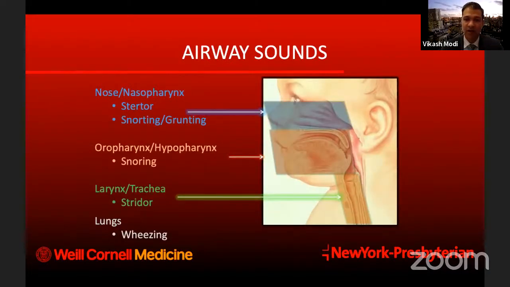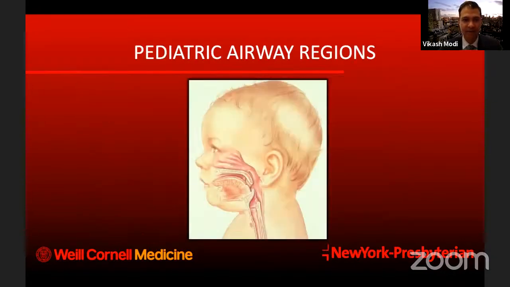Different parts of the airway produce different sounds. The nose, the nasopharynx produce stutter, snorting, or grunting. The oropharynx, hypopharynx produce snoring. The larynx and trachea produce stridor, and then the lungs produce wheezing. So just by hearing what kind of sound the child is creating, because oftentimes they can't give you a history, and the history you're getting is by proxy from the parents, just trying to really pay attention to what that sound sounds like can help you delineate where the airway lesion is.